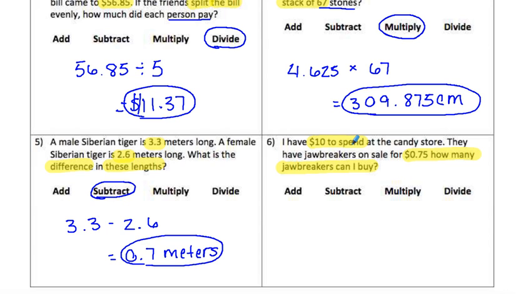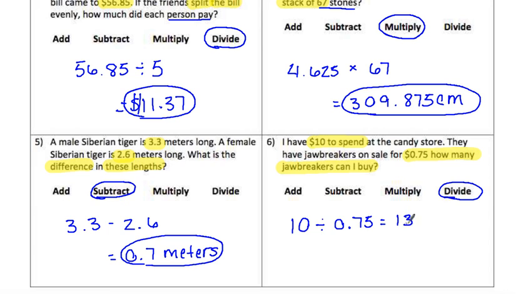Well, if you think about it, I want to split up my $10 into 75-cent pieces. So I'm going to divide my $10 into 75-cent pieces to figure out how many Jawbreakers I can buy. Now, if you type that in your calculator, because if you do long division, you can also do it that way, you'll just get a repeating decimal.